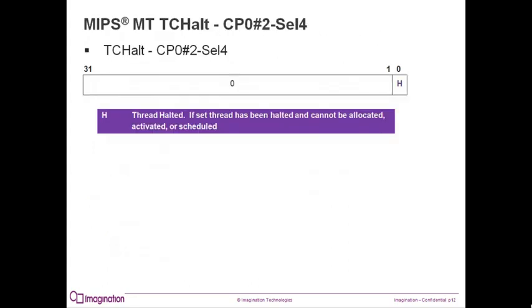The last step in configuring the thread is to unhalt it. By doing this, the thread can be scheduled and instructions can be fetched once I enable multi-threading. Clearing the H bit in the TC halt register unhalts the thread. The MIPS32MT set halt macro with a 0 argument will clear the H bit in the TC halt register. Here is the assembly code.